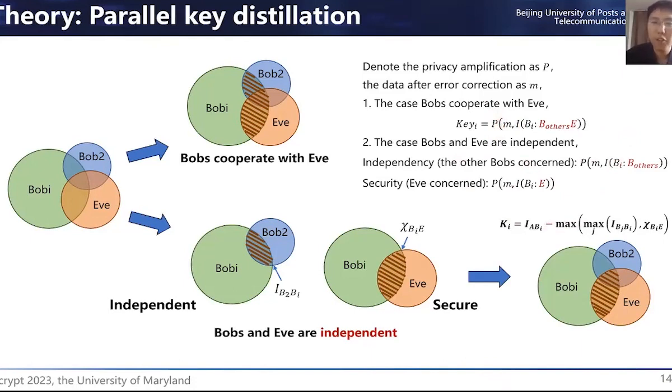For privacy amplification, when the mutual information between bulbs is removed, the independency is ensured. When the mutual information between bulb and Eve is removed, the security is ensured. Therefore, we only need to remove the maximum part of the above two parts. Then, both the independency and security are ensured. This enhances the efficiency of the privacy amplification.